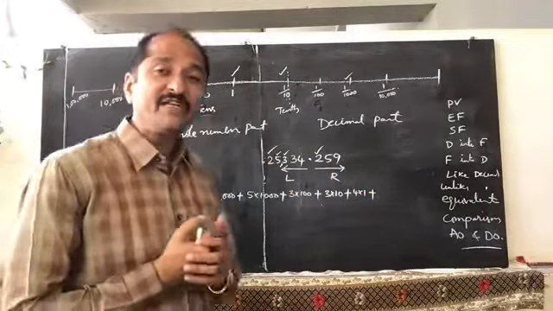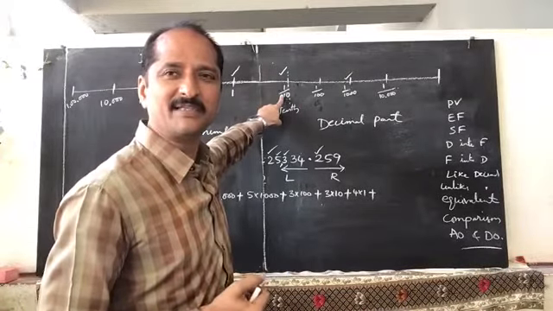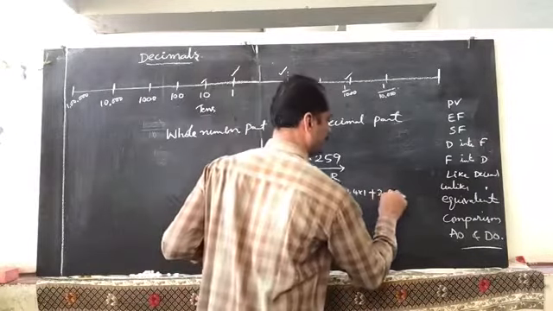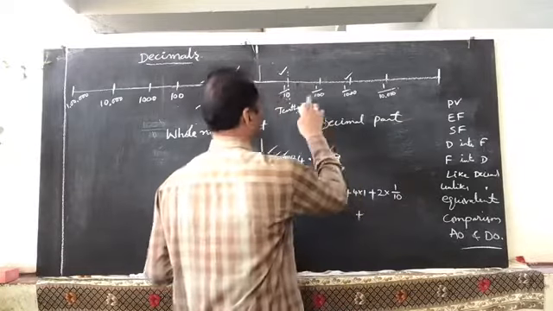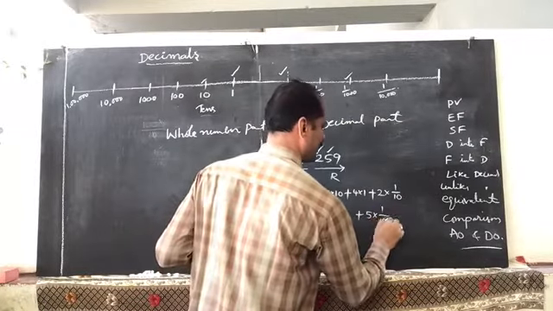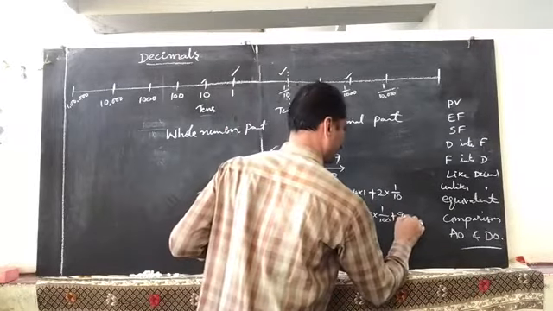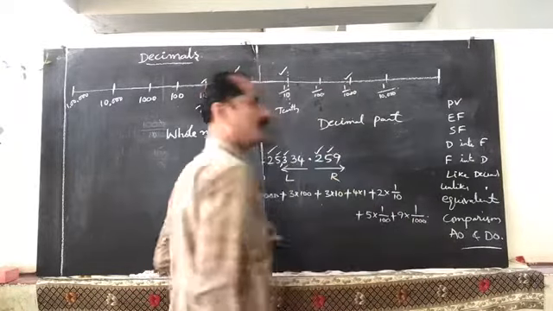Place 2 is in which place? The first decimal place, which is known as the 10th place. So 2 in the 10th place is 1 by 10, plus 5 in the 100th place is 1 by 100, plus the next 9 into 1 by 1000. Okay, understand everybody?